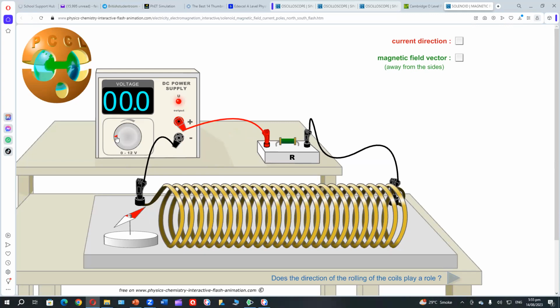I'm going to release current. As soon as I switch on the current, you can see the direction of the compass needle changes. This shows that a magnetic field has been produced, and this is moving the compass needle. Now, let me switch off the circuit. Look, as soon as I switched off the circuit, the compass needle swings backward.